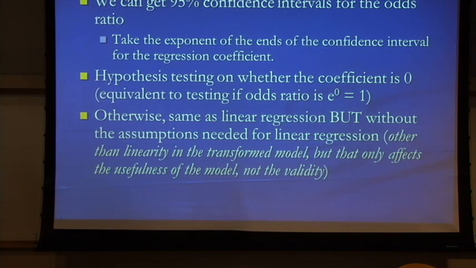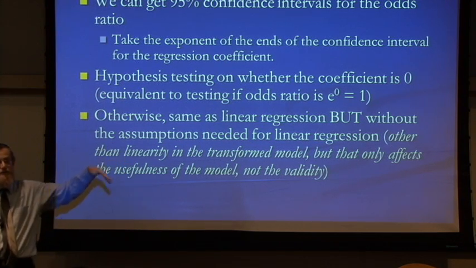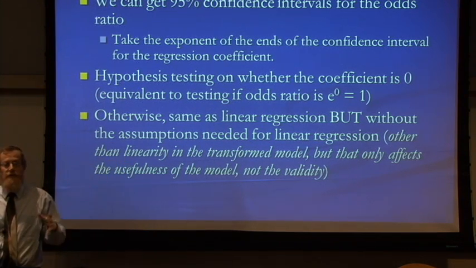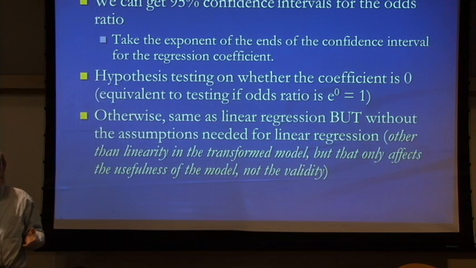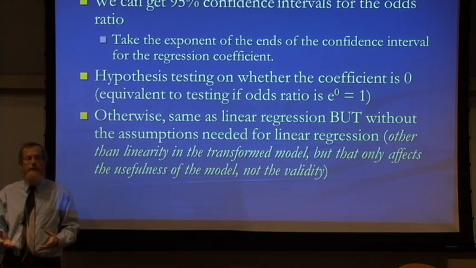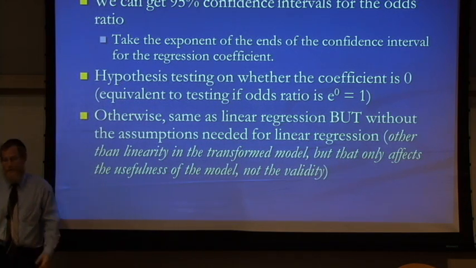Anyway, now for the hypothesis testing, for all those coefficients when we're running regression, it does the t-tests and so forth. That's being done on that transformed model. So we're checking whether the transformed coefficient is 0. In terms of odds, you do e to the 0, that's 1. So it's the same thing as asking whether the odds ratio is 1. That would mean no difference.